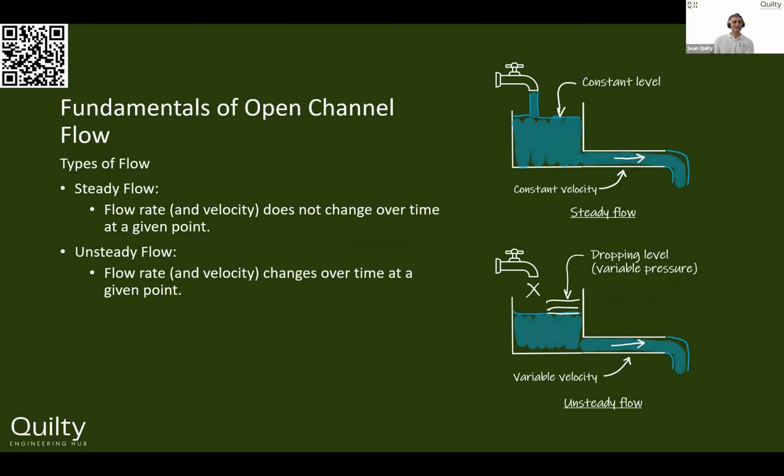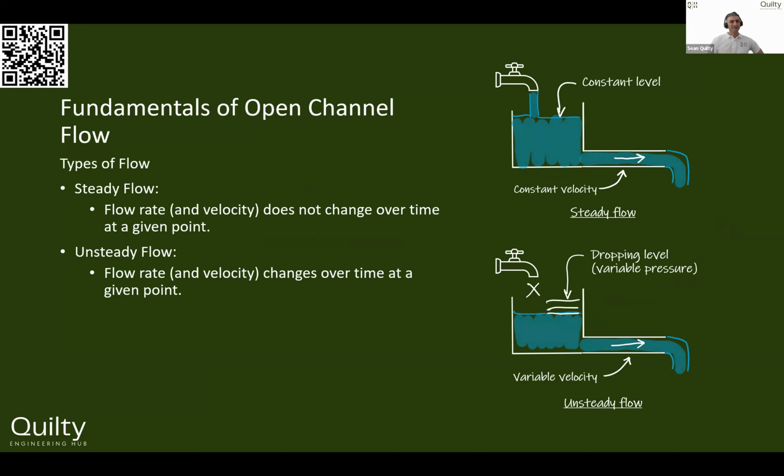Then we have to understand these two different types of flow. We can have steady flow or unsteady flow. And then we're going to use one of those when it comes to channel design using Manning's equation and a couple other things that we'll look at today.